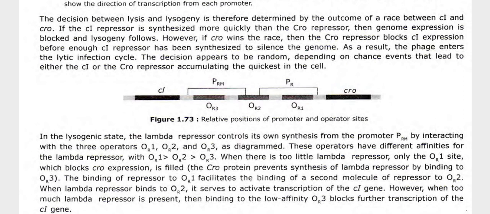However, if CRO wins the race, then the CRO repressor blocks the CI repressor before enough CI repressor has been synthesized to silence the genome. As a result, the phage enters the lytic infection cycle. The decision appears to be random, depending on chance events that lead to either the CI or the CRO repressor accumulating the quickest in the cell.